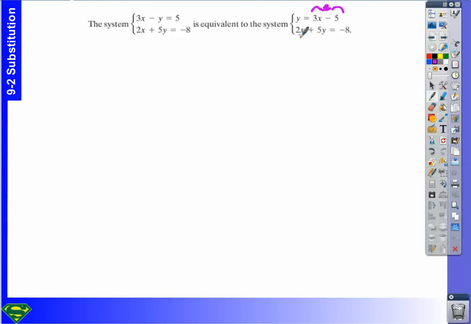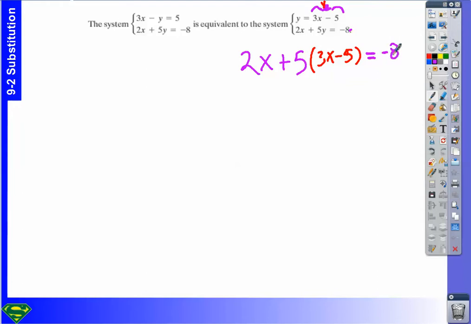So in my other equation, I have 2x plus 5 times y. Well, is there another way to express this y? And there is. Y is equal to 3x minus 5. Now, a little helpful hint on this. You're really going to want to have the value that you're substituting into a new equation in parentheses. I'll show you why in a moment. And so that is going to equal negative 8.